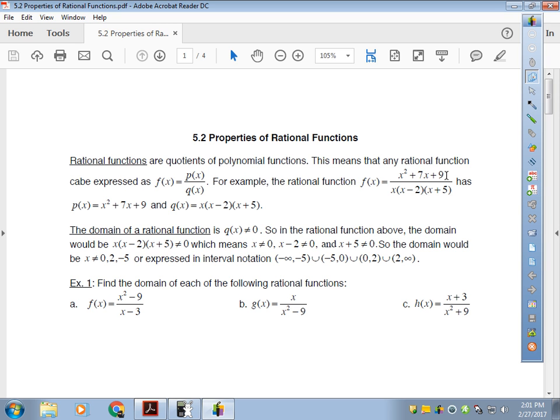This has a polynomial on top. P of x would be x squared plus 7x plus 9. And there's a polynomial on bottom. Q of x would be x times x minus 2 times x plus 5.